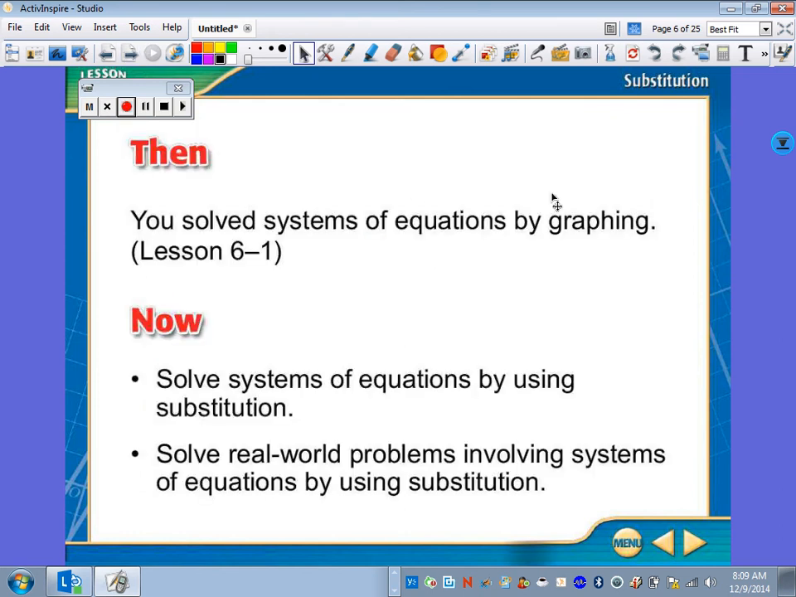What we did in the last lesson is we solved systems of equations by graphing. Now you're going to solve them using substitution. This is an algebraic method, so you're not going to need the graphing calculator as much here because we're not graphing. We are actually solving these algebraically. And you'll also be using substitution to solve systems of equations in real-world word problems. Key word problems, you guys know what that means. Okay, so let's go ahead and begin.